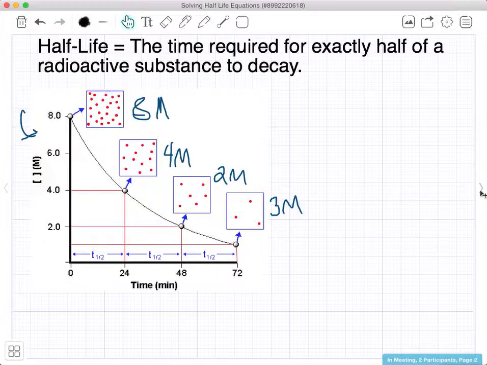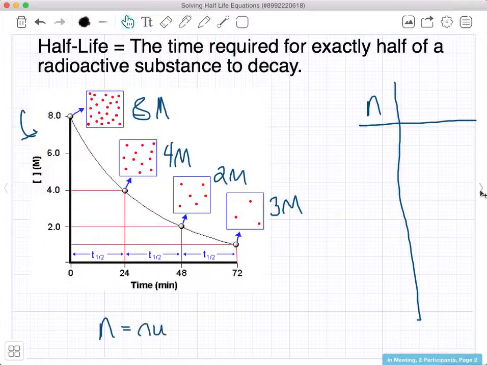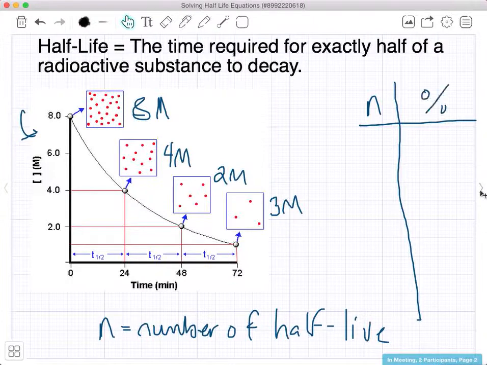Another way of looking at half-life decay would be to look at the percentage that's left. We'll define N as the number of half-lives, so what half-life number we're on, and then the percentage of the substance that remains. Initially, before any decay has occurred, we would have 100% of a sample. Then one half-life occurs, however long that half-life is, and 50% of the sample would remain.